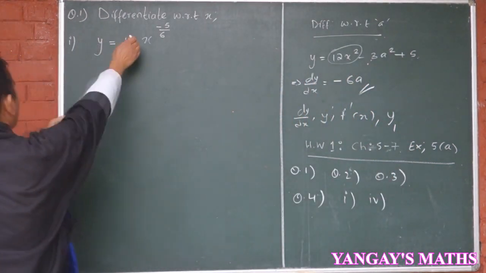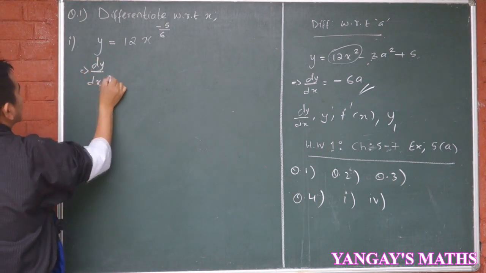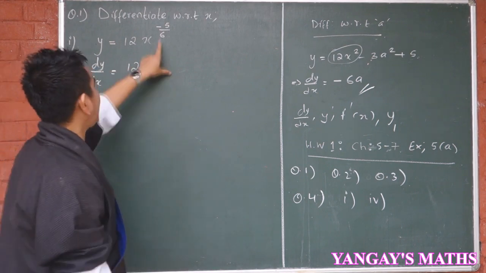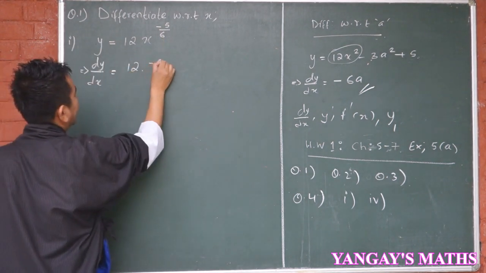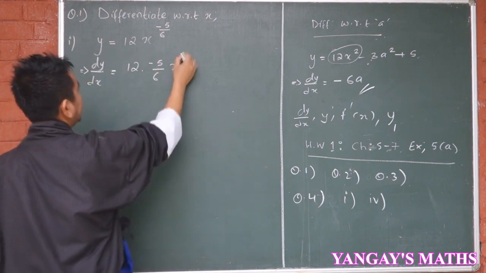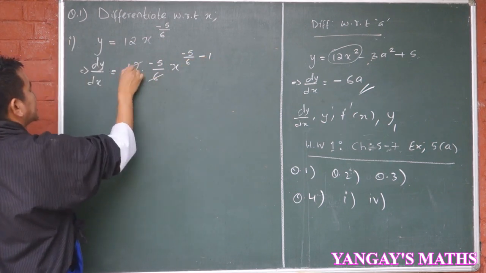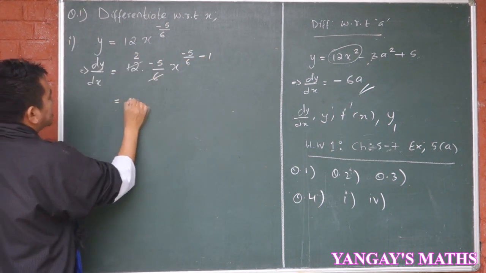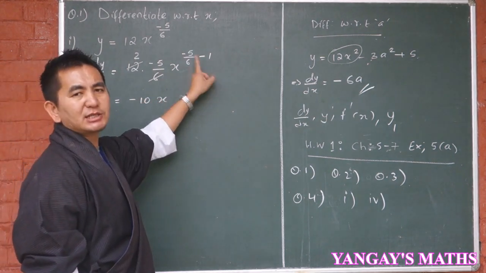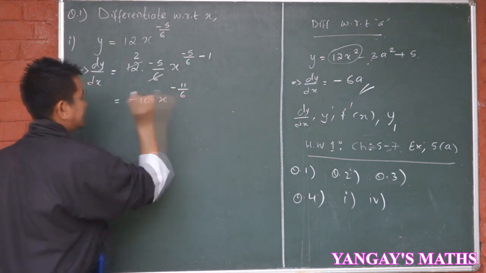Let's go with this question now. We have dy by dx. 12 is constant, keep as it is. Now you know the power rule. What's the n value? The n value is negative 5 over 6. x raised to n minus 1, which is negative 5 by 6 minus 1. 6 times 2 becomes 12, which is equal to negative 10 x raised to, please do LCM, negative 5 minus 6 becomes minus 11 over 6.